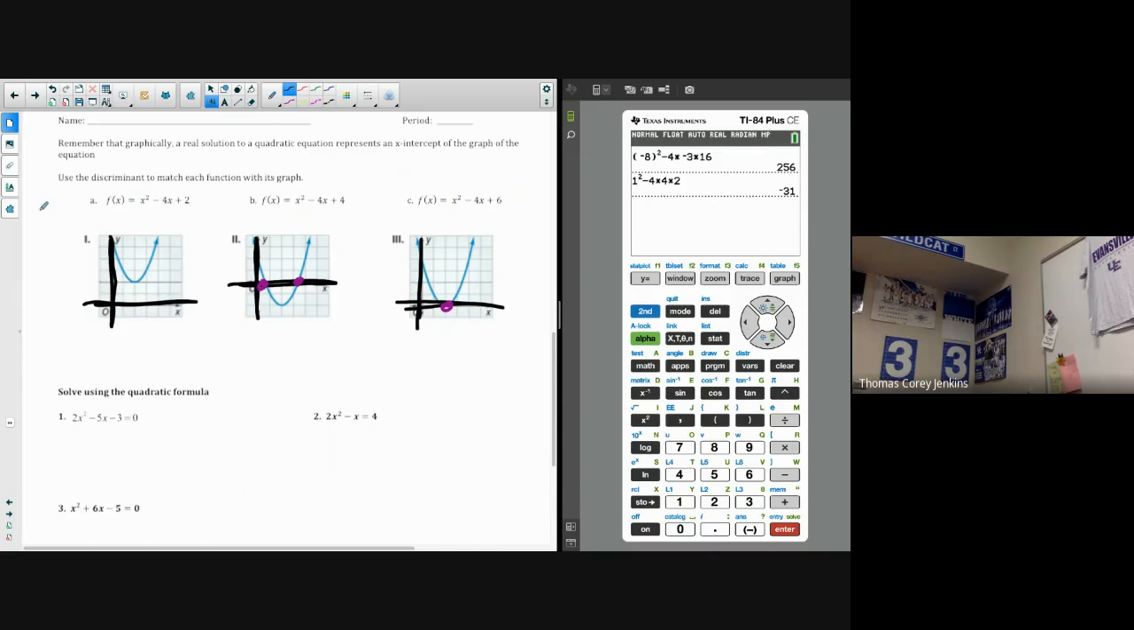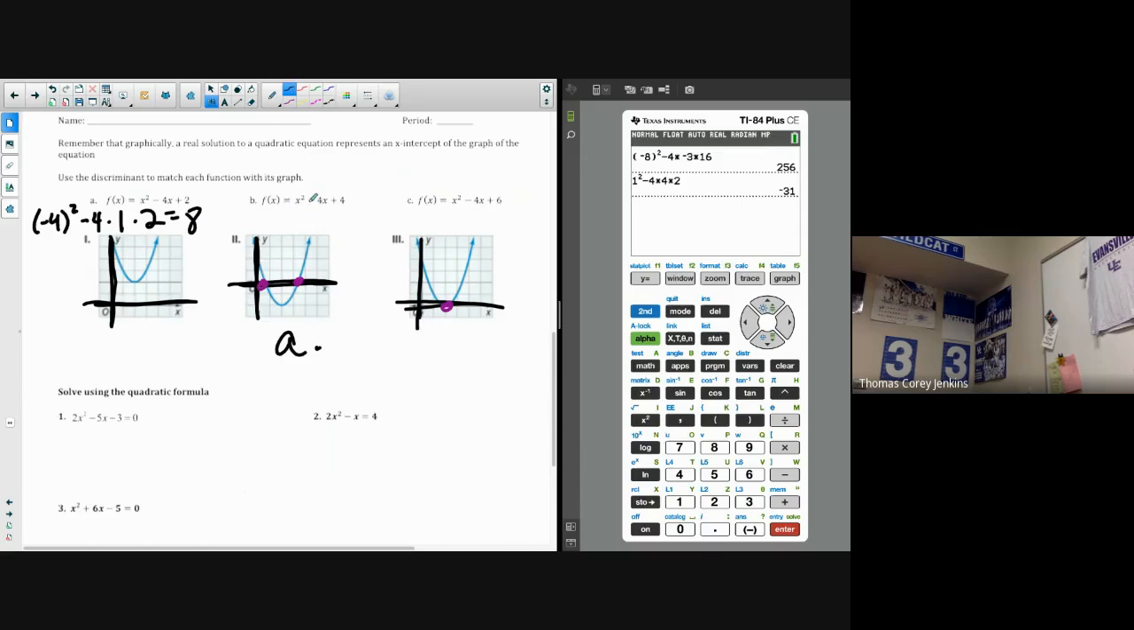All right, so this one would be negative 4 squared minus 4 times 1 times 2. So that's going to be 16 minus 8. That's going to be positive, 8. So positive means two real solutions. That would mean that this has to go with A.